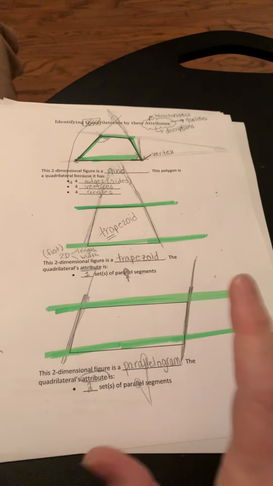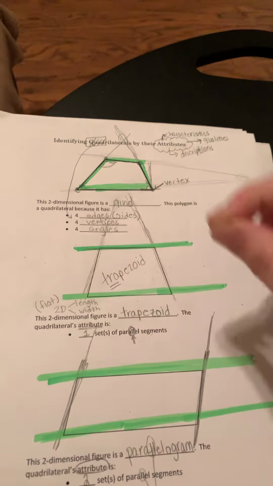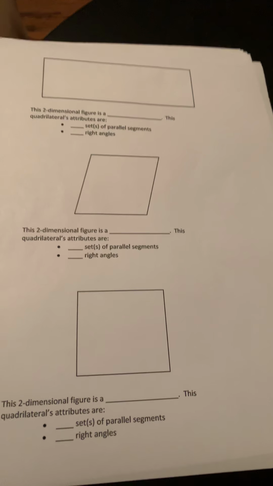So, parallel, parallel, parallelogram. Trapped on a one-way highway, trapezoid. No parallel segments, you're just a quad and you're weird. All right, continuing on. Is this a parallelogram? Are these parallelograms? Just knock them out in one. Why are they parallelograms?